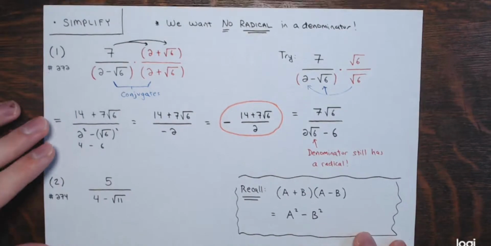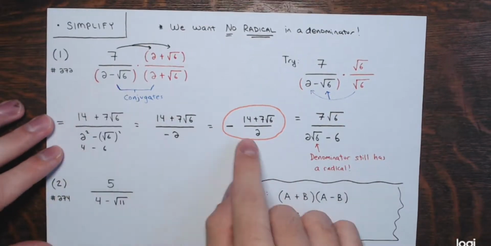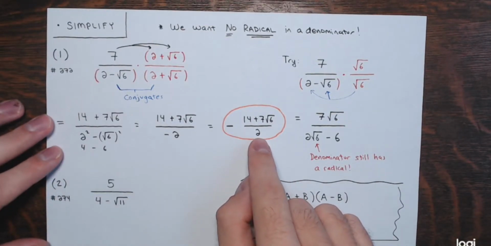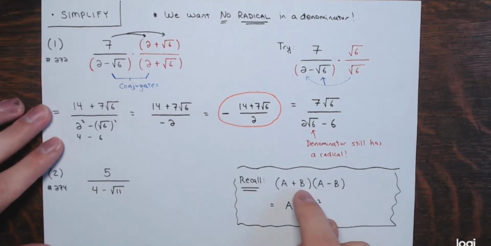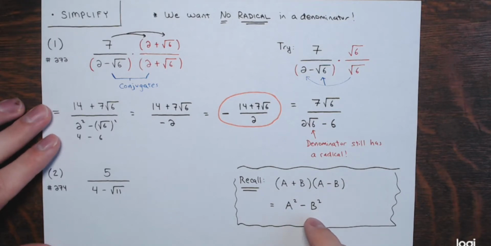Alright. So same value, but a rationalized denominator. So that's going to be key, right? Remembering that multiplying two conjugates gives you a difference of squares.